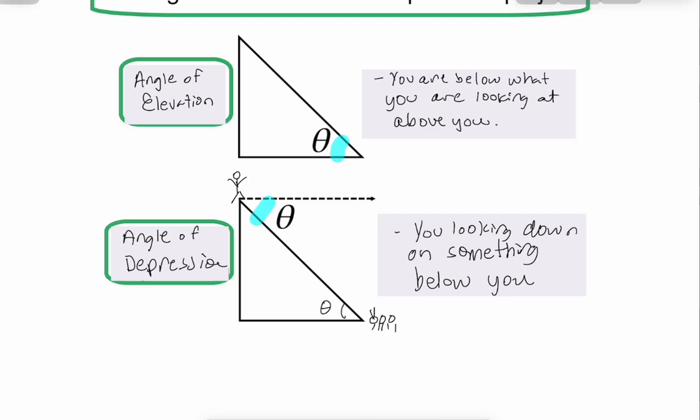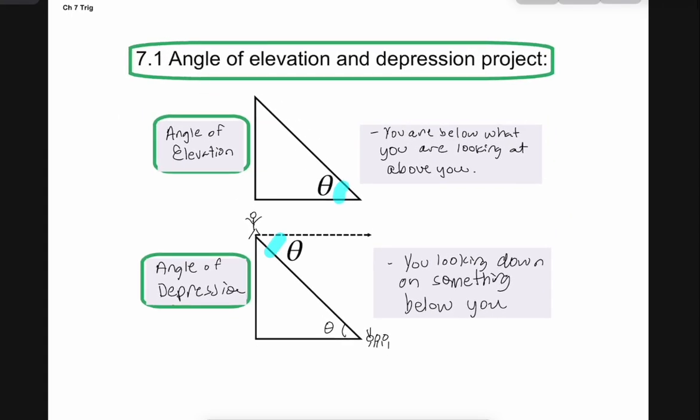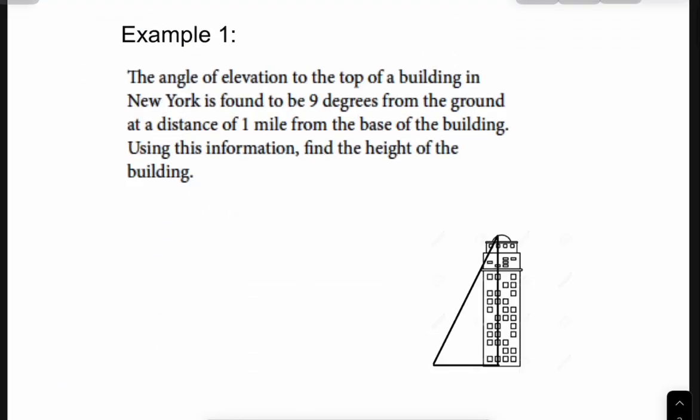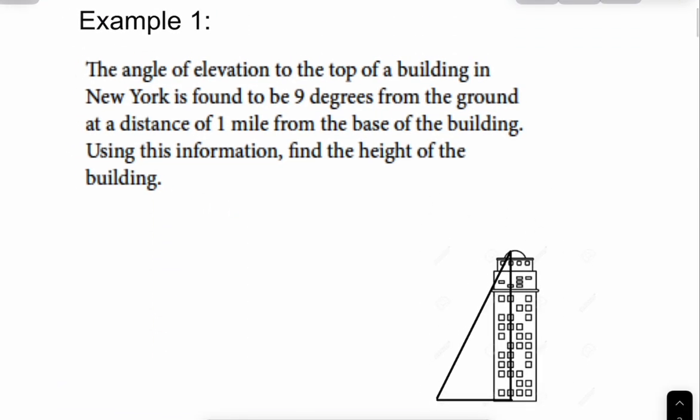But you have to remember that the angle of depression isn't necessarily in the triangle that you're going to draw. Okay, it's kind of outside the triangle, hitting your hypotenuse. So that's really important. Okay, so now that we've talked about where they're located, I want to show you some examples. So let's take a look at our first example.